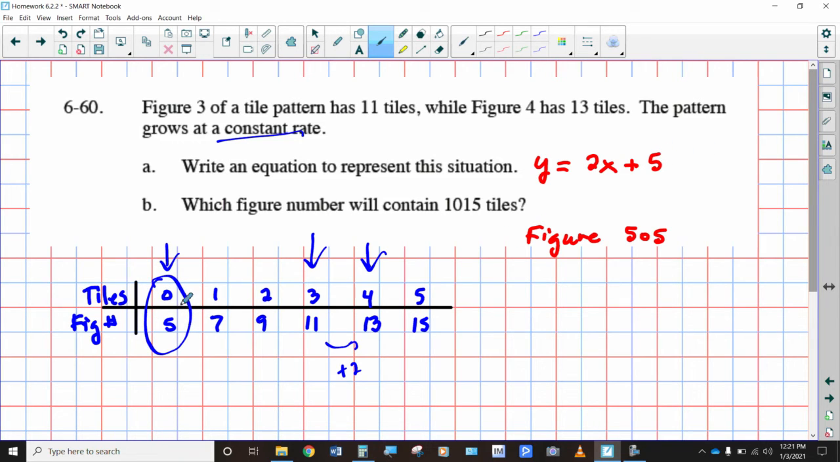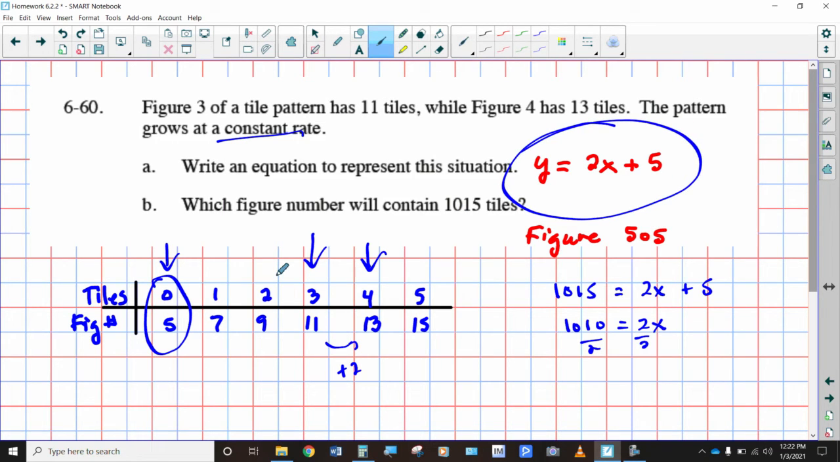That's how much we started with at figure 0, and it grew by 2 every single time. So if y equals 2x plus 5, then for the 1015th figure, we're going to take away 5 from each side and then divide by 2. And when you divide 1010 by 2, you get 505. So absolutely nobody wants to create a table that goes all the way to the 505th figure, right? That's why we use algebra and we create rules.